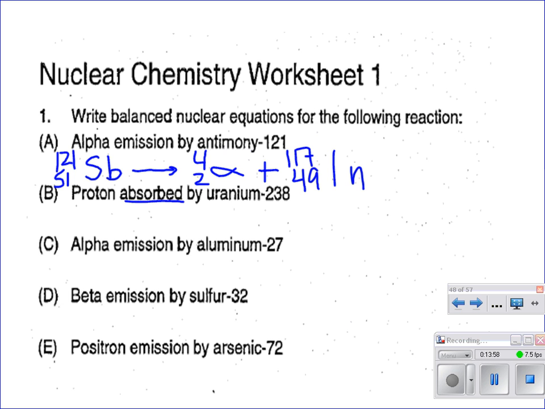Be careful here. A proton is absorbed. So we have uranium-238. What's the atomic number of uranium? 92. If a proton is absorbed, what do I do? I add it, and I get 1/1 p. So we end up with 239 plus, and what's the identity of 93?